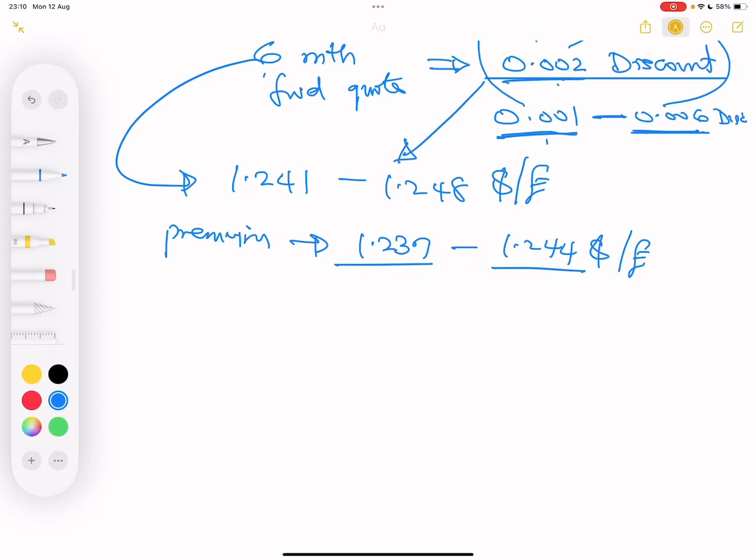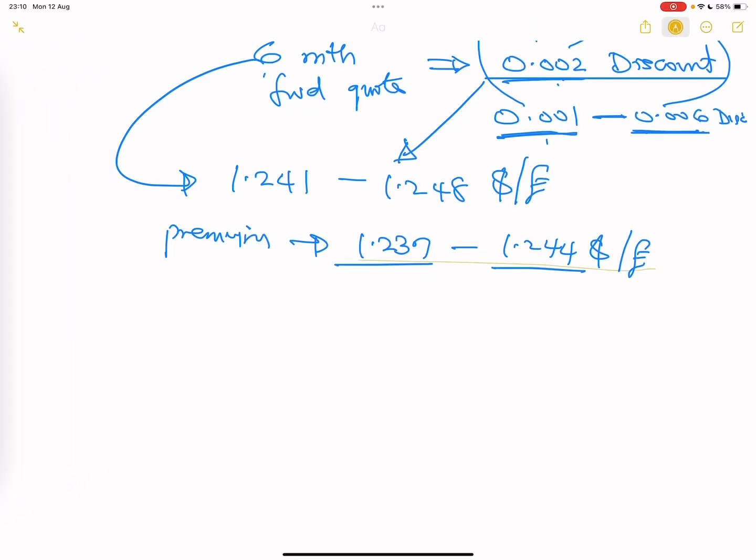Now you know how to interpret quotes. Let's do just a quick warm-up on currency conversion before we go into proper forward calculation.